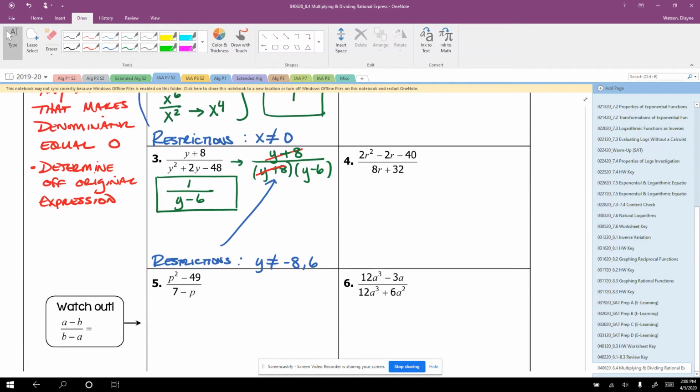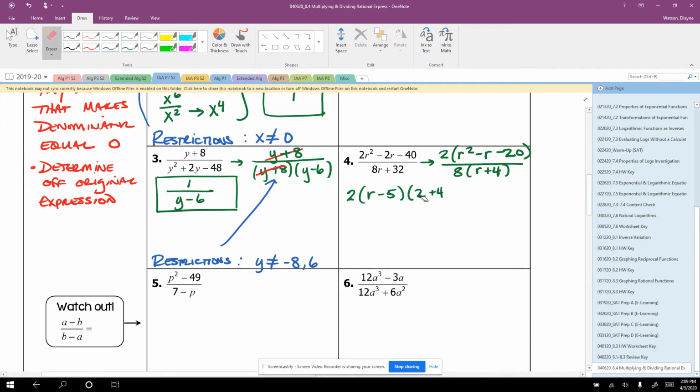All right, so here we go. Again, first thing we need to do is factor. So I'm going to factor a GCF of 2 out of the top. That leaves me with r squared minus r minus 20. On the bottom, I also have a GCF. This time it's 8, so that leaves me with r plus 4. I'm not completely factored, so I'm going to keep factoring the top, and I'm going to get r minus 5 times r plus 4.